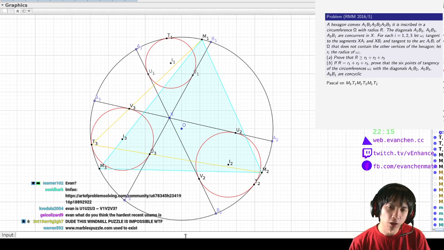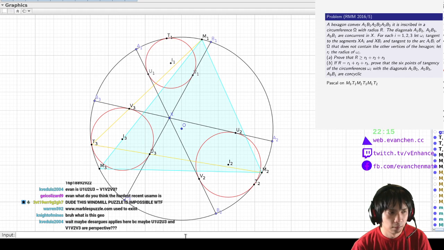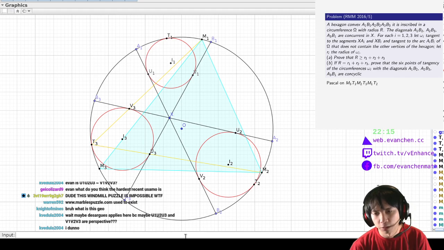If I draw just the x's and the 3 red circles, is there a unique giant black circle tangent to all 3? It should be, right? u1, u2, u3. I agree Desargues applies because their something corresponds. I don't know if that helps.